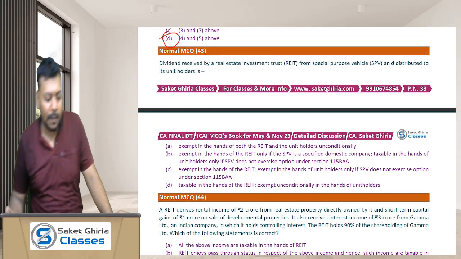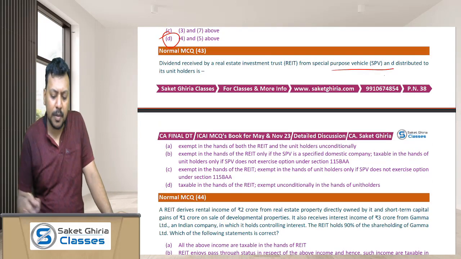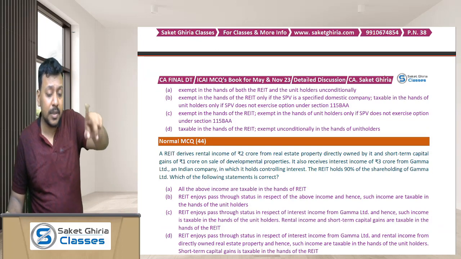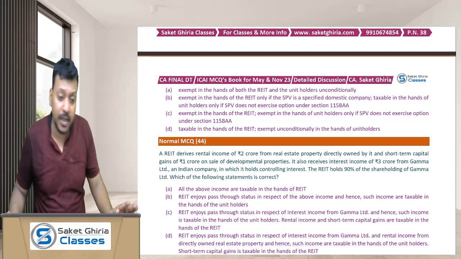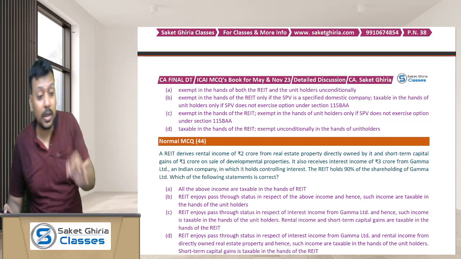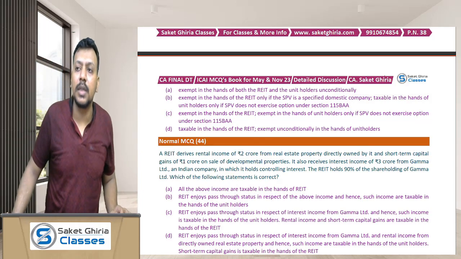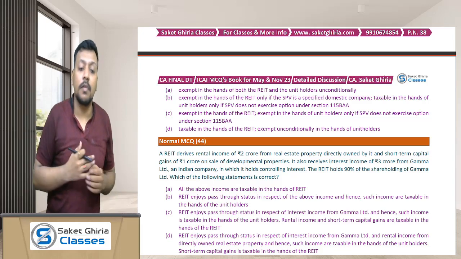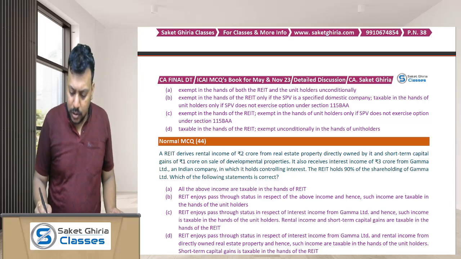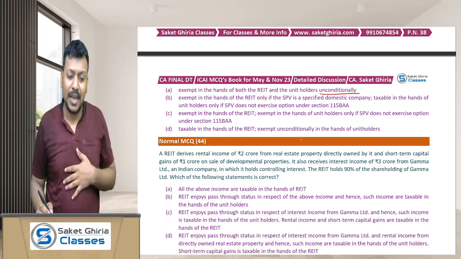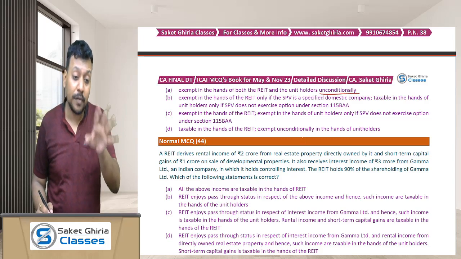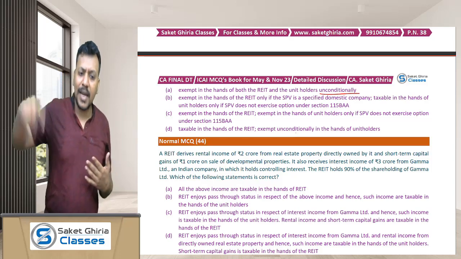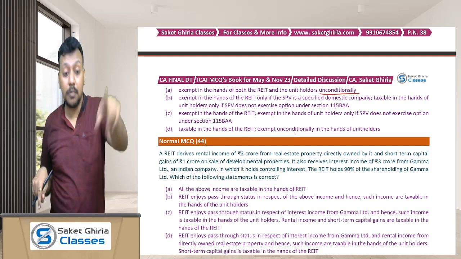Moving forward, a dividend received by RIT from a special purpose vehicle and distributed to its unit holders. A dividend would be exempt in the hands of RIT irrespective of whether the SPV has opted for 115BAA or not. That dividend would be exempt in the hands of the unit holders only if the SPV has not opted for 115BAA. Unconditional exemption is there, but only in the hands of RIT. In the hands of the unit holder, there is a conditional exemption. And what is the condition? That the SPV should not have opted for 115BAA.